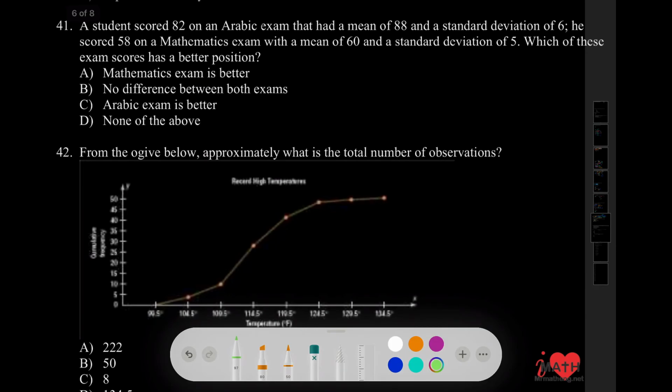All right, 41. A student scored 82 on an Arabic exam that had a mean of 88 and a standard deviation of 6. The student scored a 58 on the mathematics exam with a mean of 60 and a standard deviation of 5. Which of these exam scores has a better position?